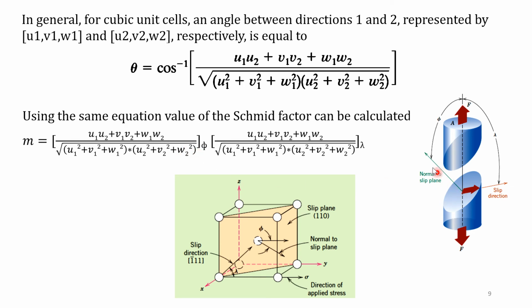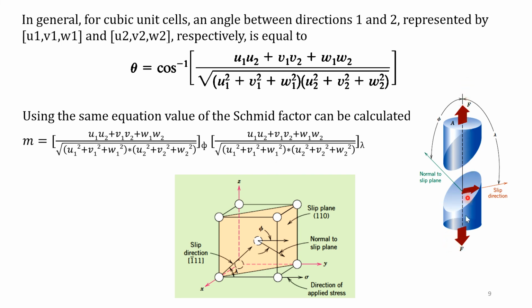In case of phi, we will be taking the direction this one and the direction this one. In case of lambda, we will be taking the direction this one and the slip direction. So the slip direction and the normal to slip plane are given in your options. And this direction of this red dark arrow, that is the applied tensile stress, is given in the question.